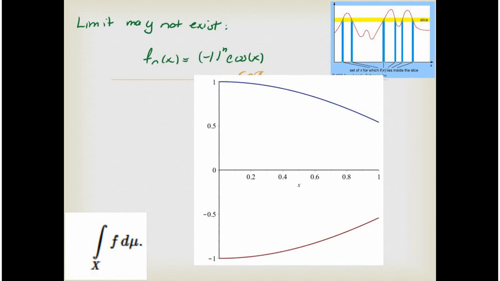The limit may not exist. I could take a sequence of functions f_n of x equals (-1) to the n times cosine x, and I'm just going to restrict it over 0, 1. You can see that you'll get the first curve, this one right here, every other term, and you'll get this maroon curve every other term. So if I fixed a point, point 2, you'll see it'll flip-flop between these 2 y values. Because it's oscillating, it'll never converge.